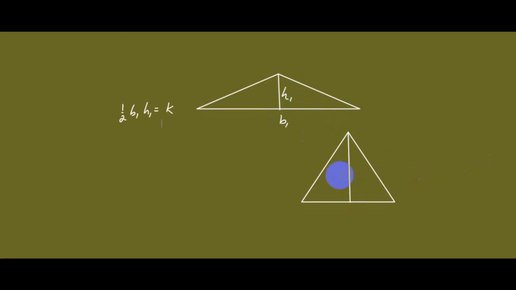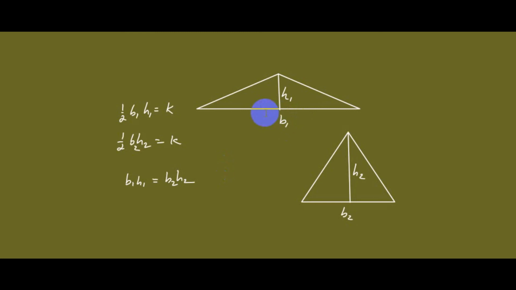This triangle also must get the same k. If its side is changed here to b2 and the height to that side is h2, then half b2 h2 also should be k. Therefore b1 h1 is equal to b2 h2. That is what we have to understand: the answer we get from b1 h1 and the answer from b2 h2 are equal.